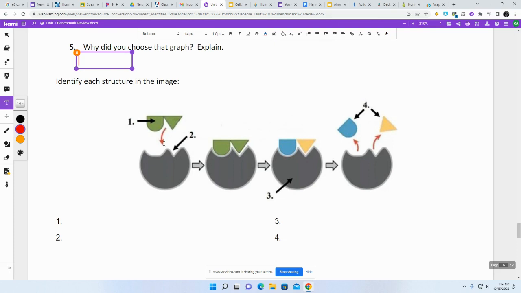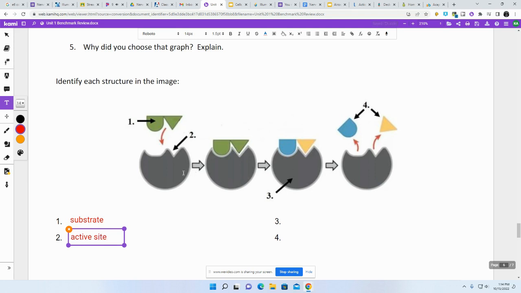Number one, the green molecule that's going to fit right here on this enzyme, that's called the substrate. Two, that's the spot on an enzyme that has the perfect shape where the substrate is going to fit in. That's called the active site.